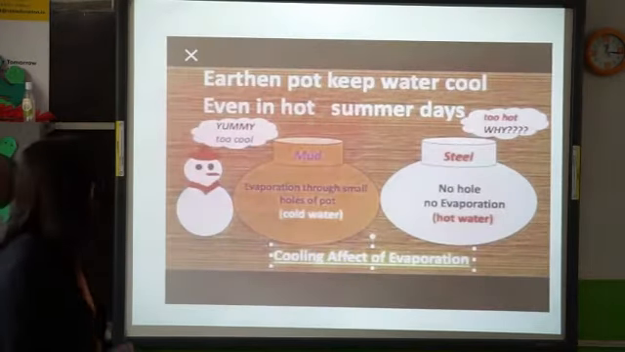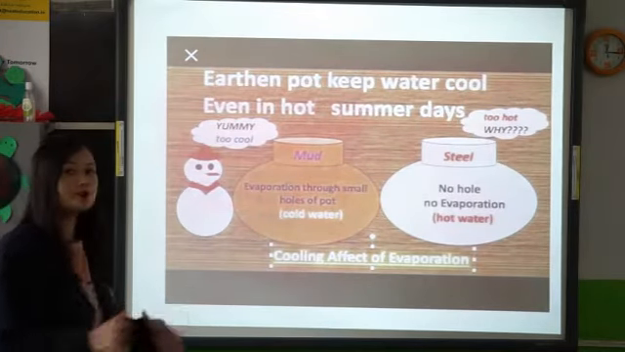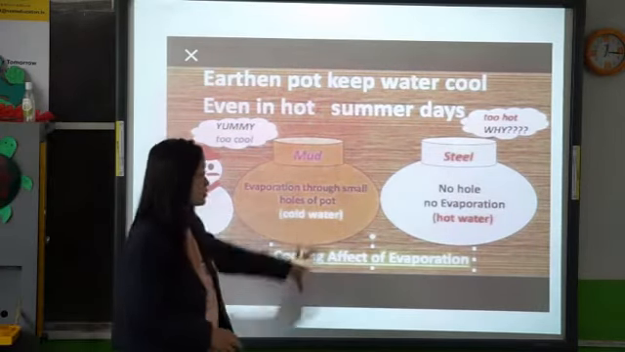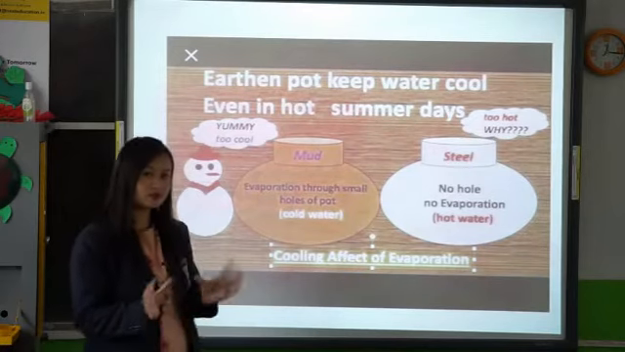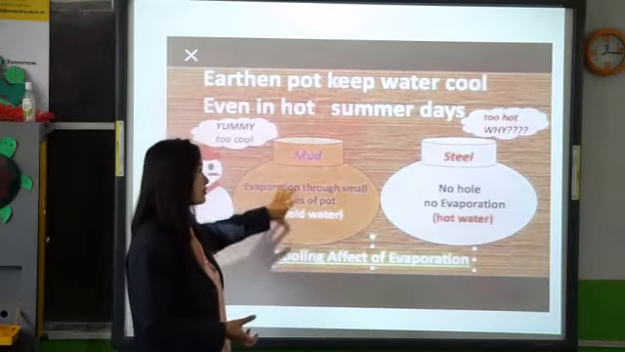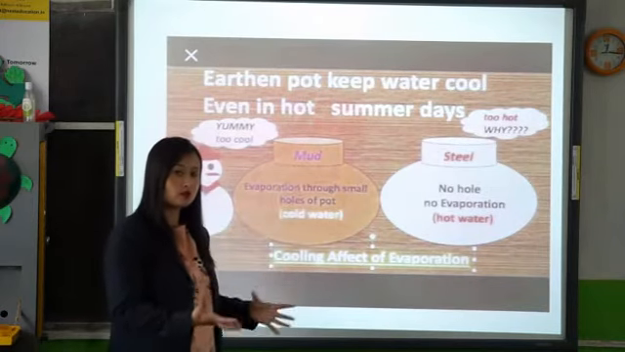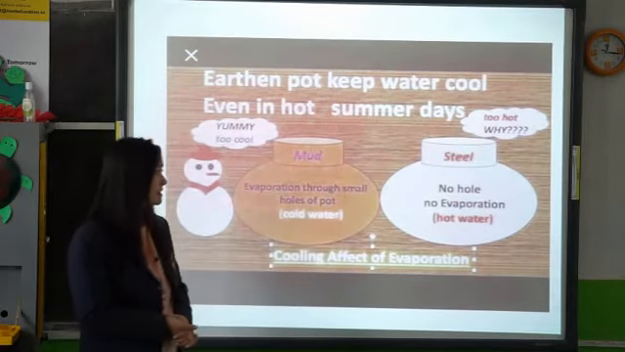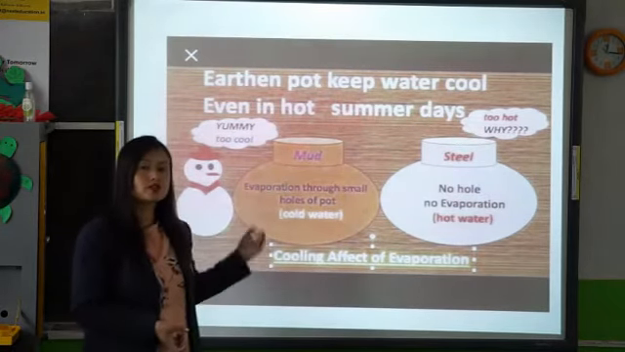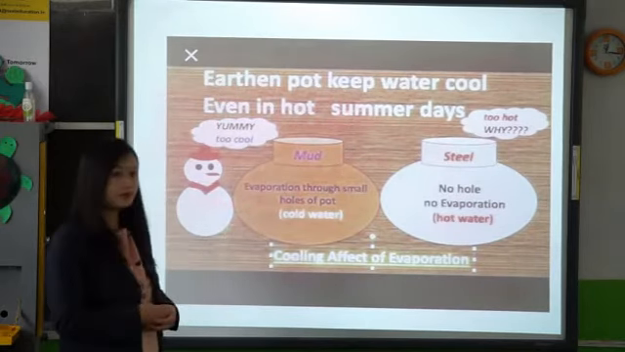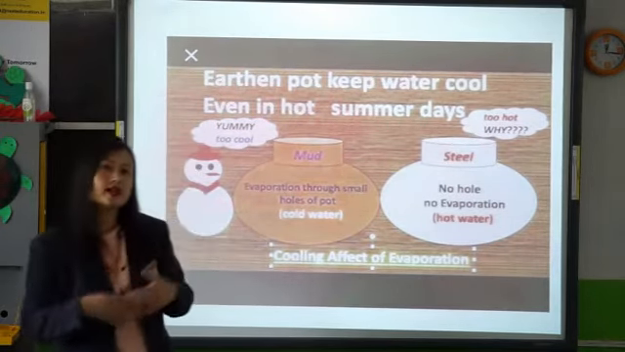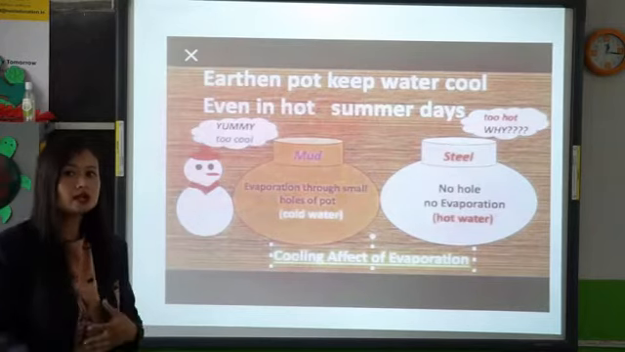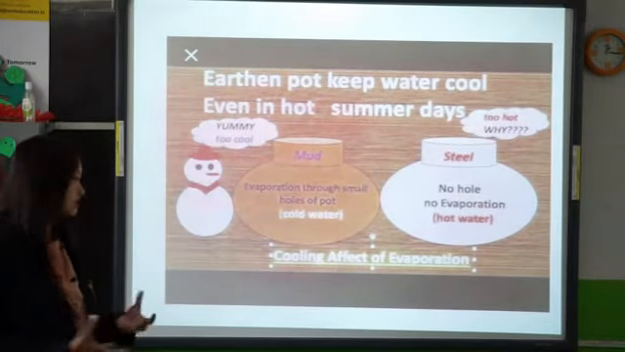As I told you about the earthen pot, it keeps water cool even in hot summer days, as they have very minute pores. Why is the water kept in a mud pot or a clay pot cooler compared to the water kept in a steel vessel? Because they have minute pores, so they take heat from the surrounding and start evaporating, and as they evaporate, they are losing heat, which means the water becomes colder.